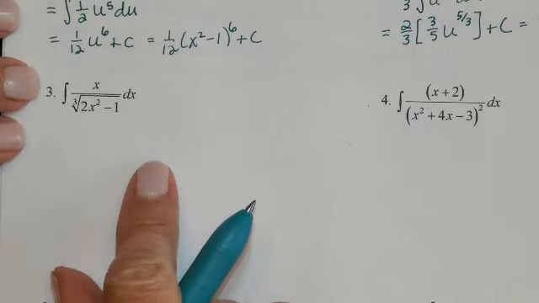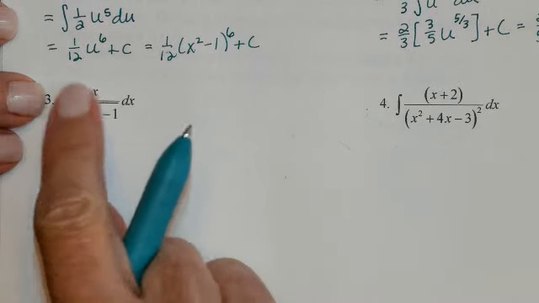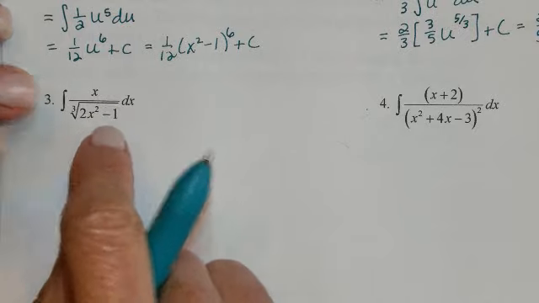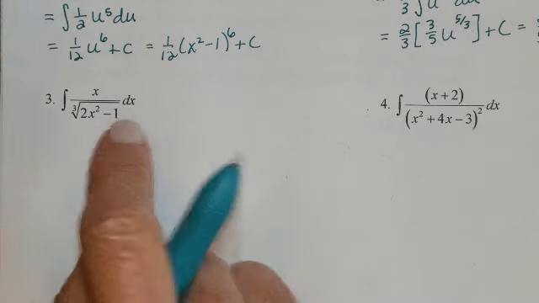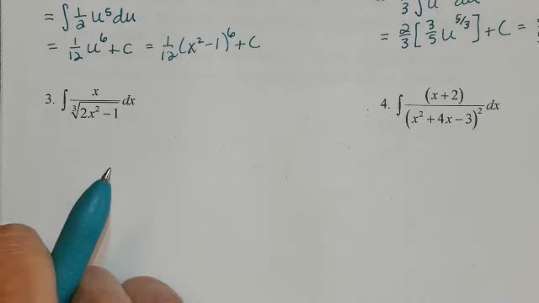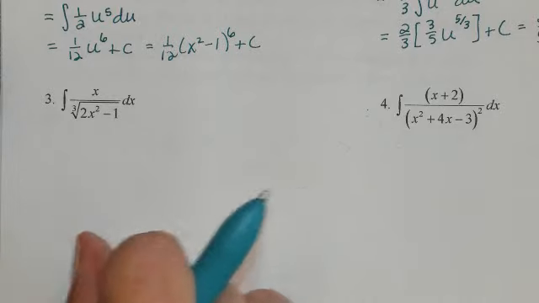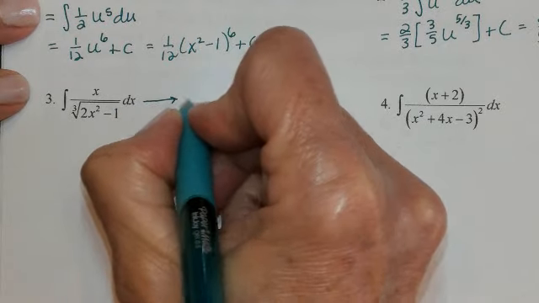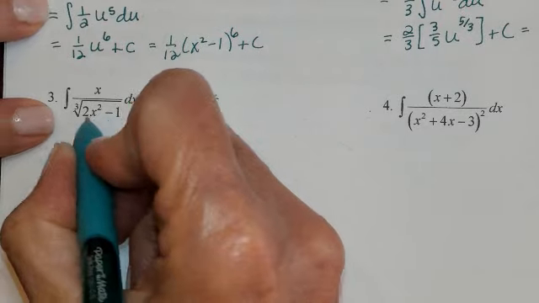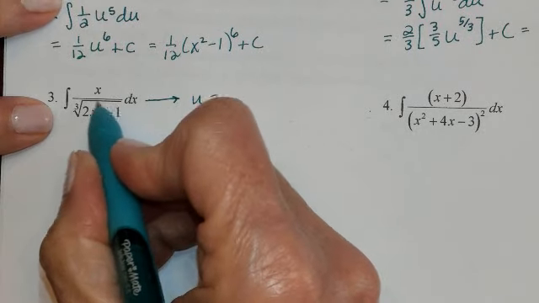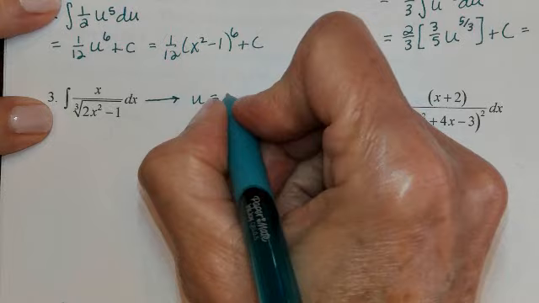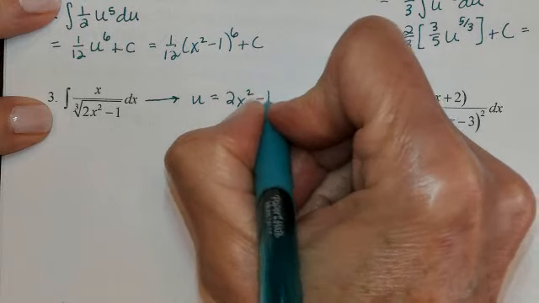Number 3. Now we're starting to get really complicated looking. But ask yourself, we have to get down to power rule. We have to. So what's a way to get down to power rule? Well, let's let u be what's inside of that cube root. So 2x squared minus 1.